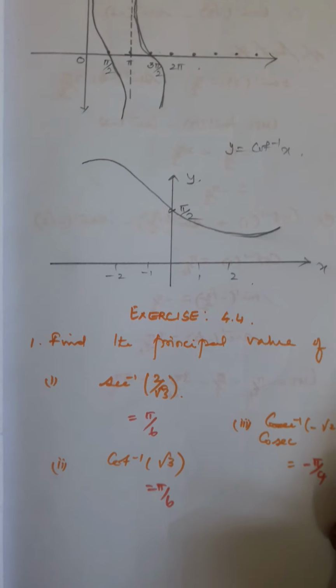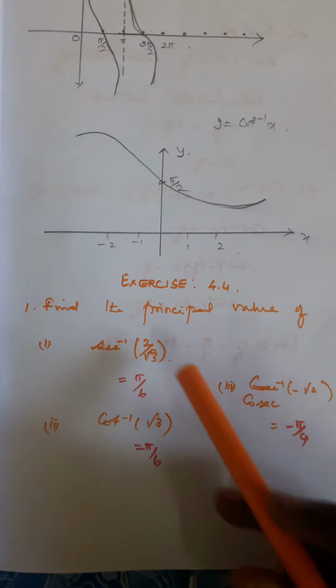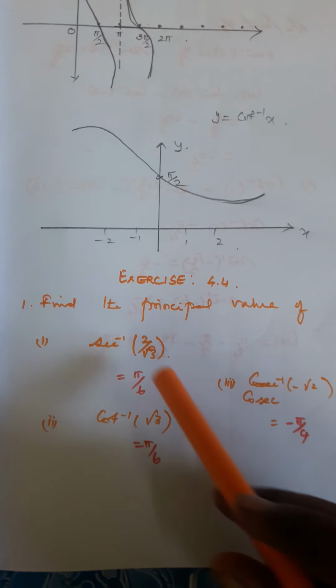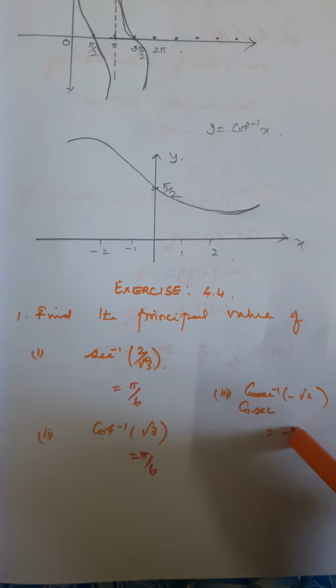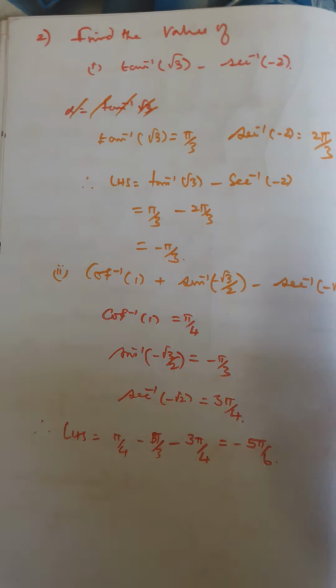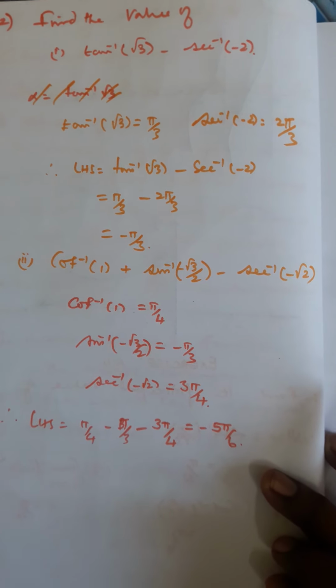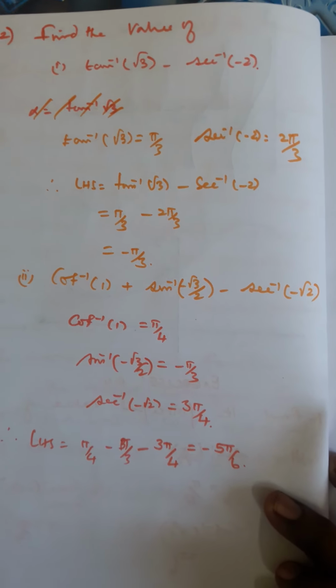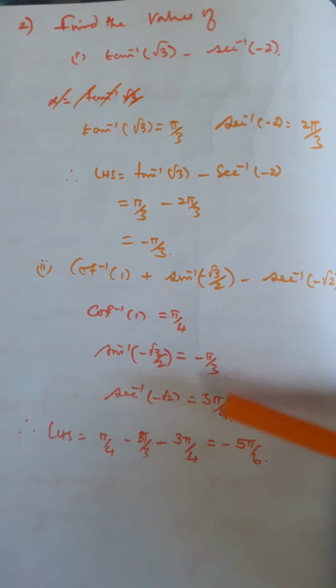And exercise 4.4 is a very simple exercise, only 2 questions. You have to find the principal value. So you should know the table values if you have to write the answer of principal values. If you know the table, you can write. The second one will be questions like tan inverse root 3 minus secant inverse of minus 2. So you can convert into sine, cos, or directly you can write the values. You will get the answer of any question, right?